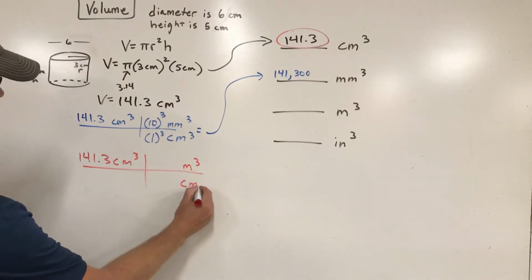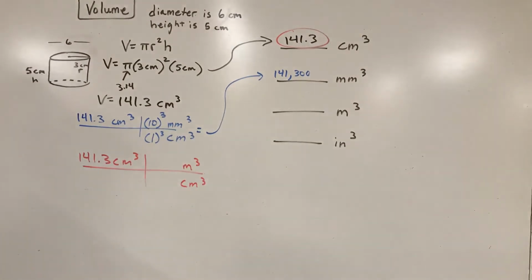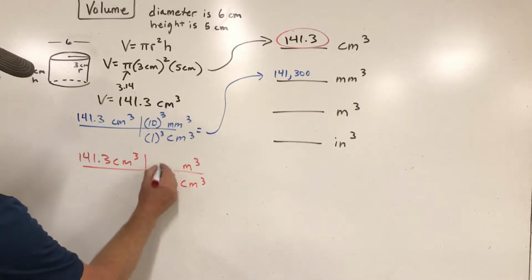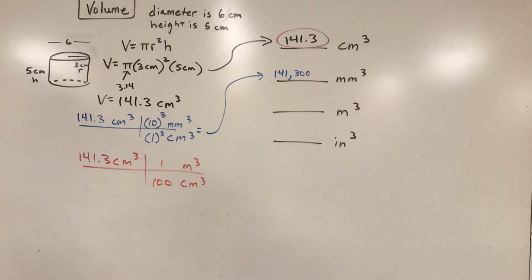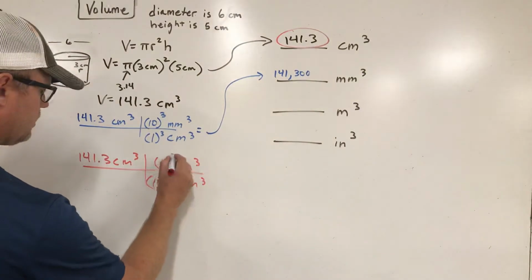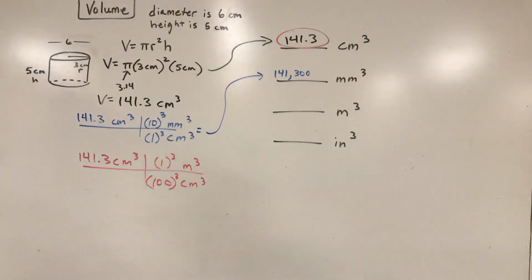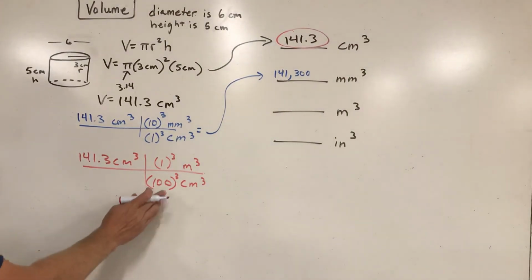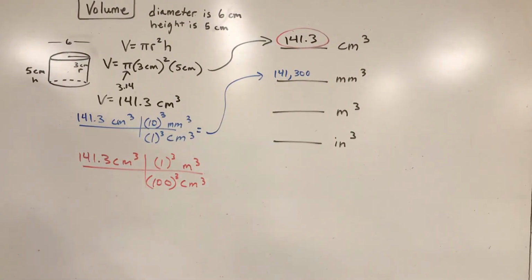Cubic centimeters goes on the bottom. All the mechanics are the same. And now I have to ask myself centimeters and meters. What's my conversion? 100 centimeters equals 1 meter. Here I'm going to be dividing. Be careful. I have to cube this and cube this. When I do that, the bottom becomes 100 times 100 times 100. That is 1,000,000.